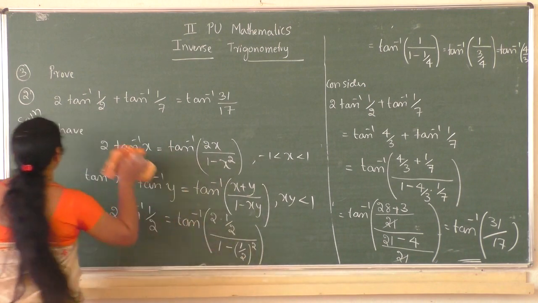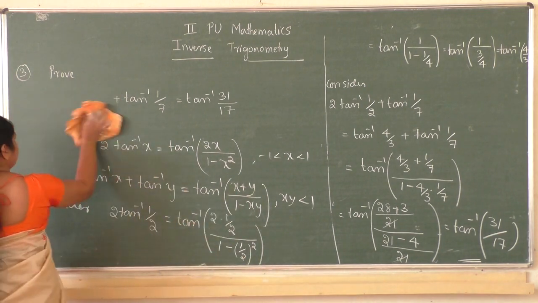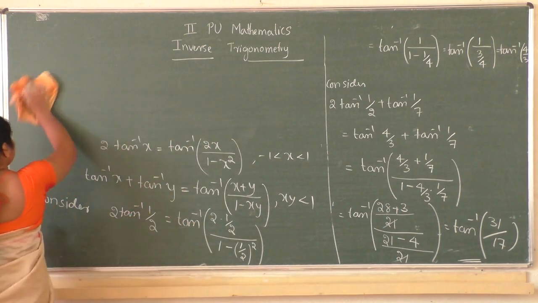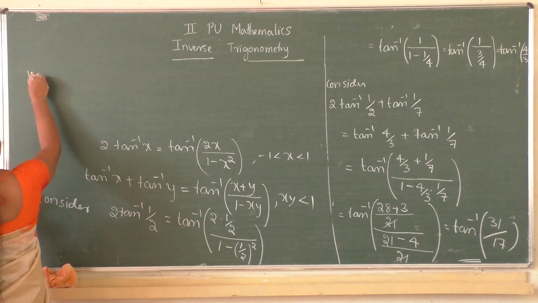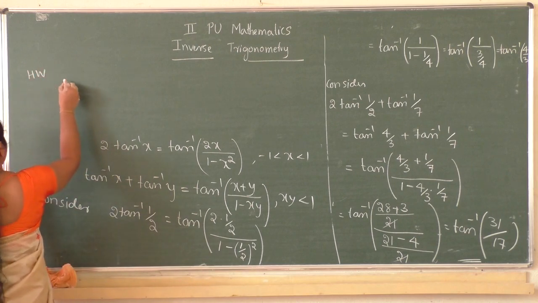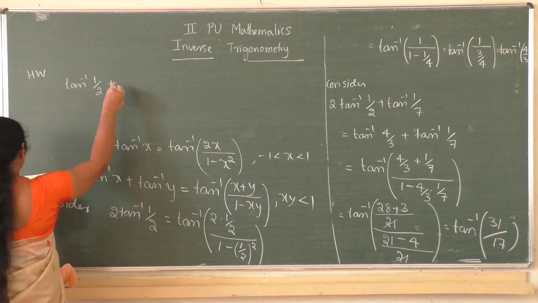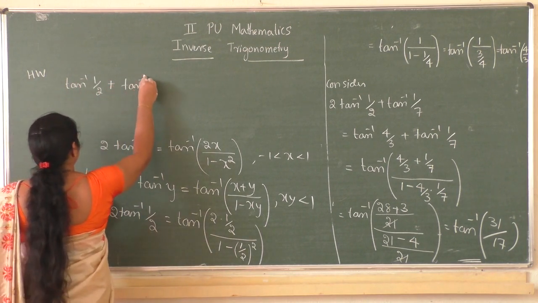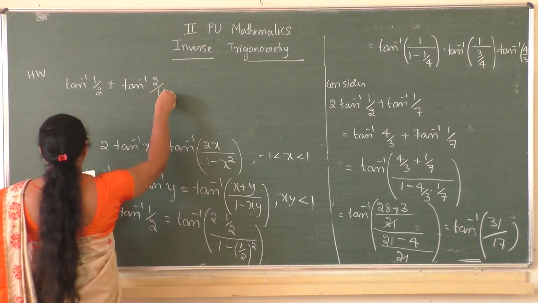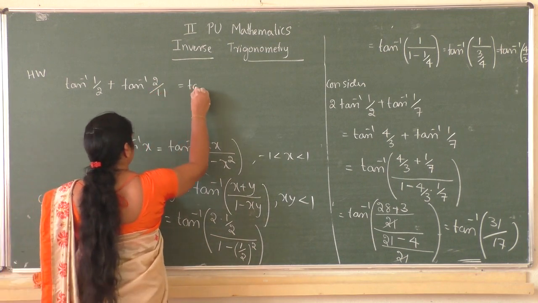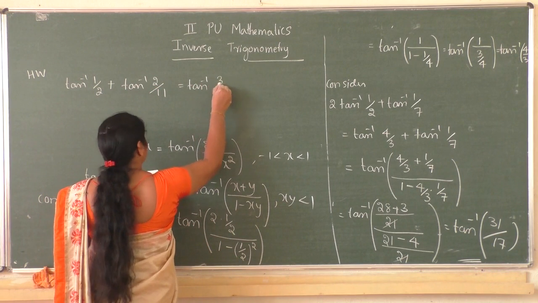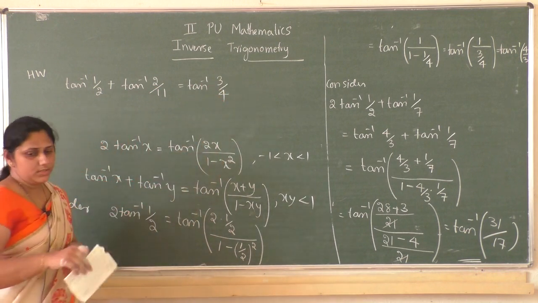Write one homework question: tan inverse half plus tan inverse 2 by 11 equals tan inverse 3 by 4.